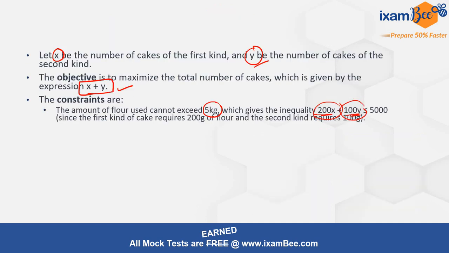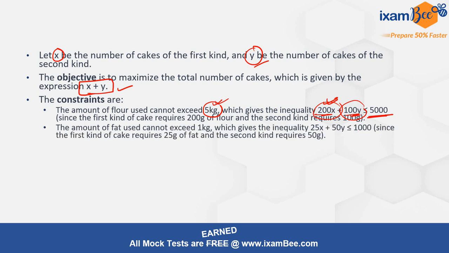So here we are formulating this. 200x plus 100y, this should be less than or equal to 5000 grams, or 5 kg of flour. Also, it says that the amount of fat cannot be greater than 1 kg. So 25 grams of fat is required by one kind of cake, and the other cake requires 50 grams. So 25x plus 50y should be less than or equal to 1000.